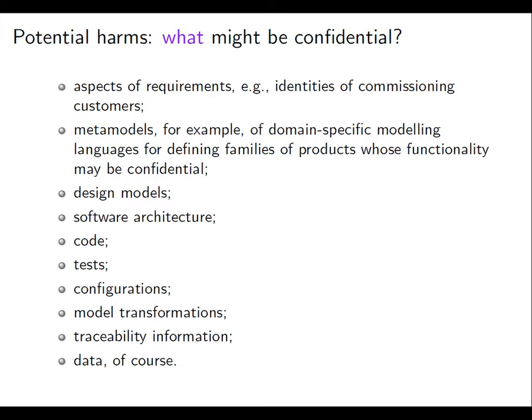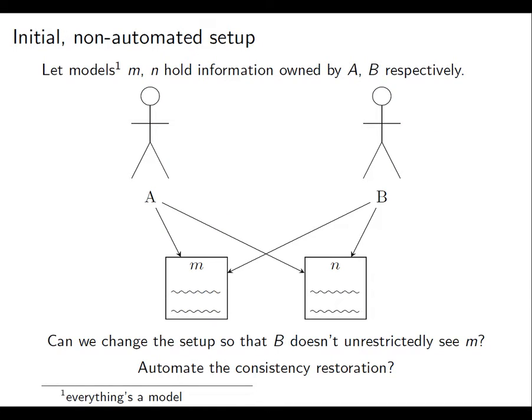I think I'll leave you to make up your own scenarios for why the rest of that stuff might be confidential. It's not too hard. And let's think about the kinds of setup that we've got here. So here is a picture of our initial non-automated setup, in which we have no automated bidirectional transformations going on. We just have human collaboration between the developers.